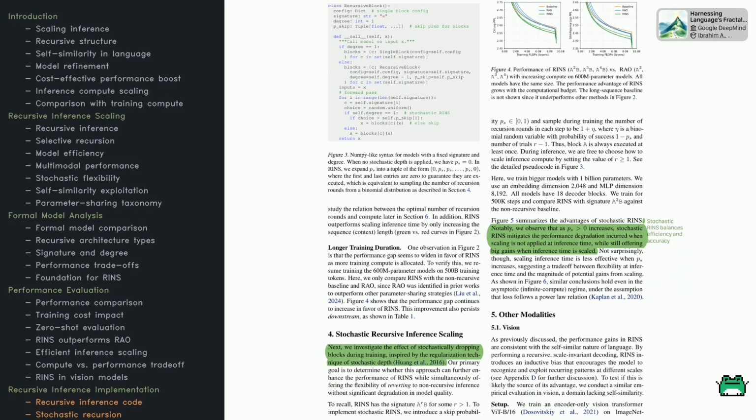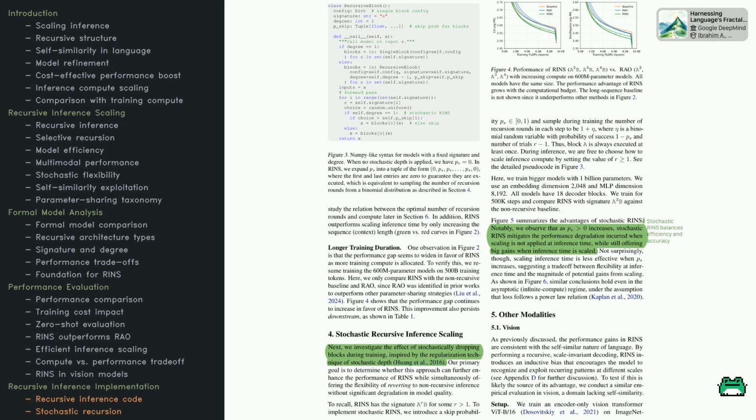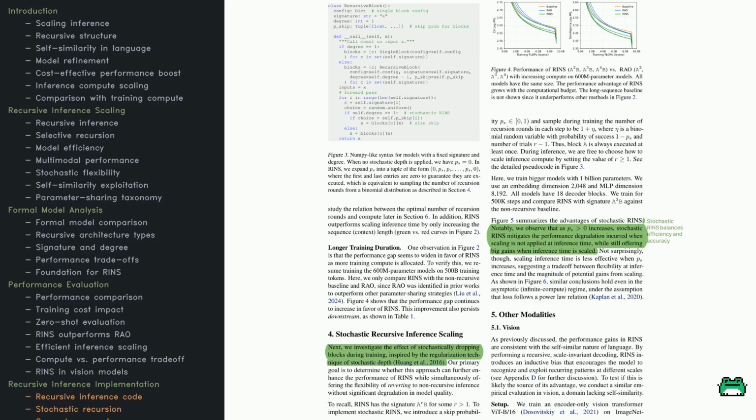Figure 3 shows a simplified pseudocode for RINS. It's straightforward. You split the model into two main blocks, A and B. Normally, each block handles the data once, but with RINS, block A gets looped a certain number of times before the data even touches block B.